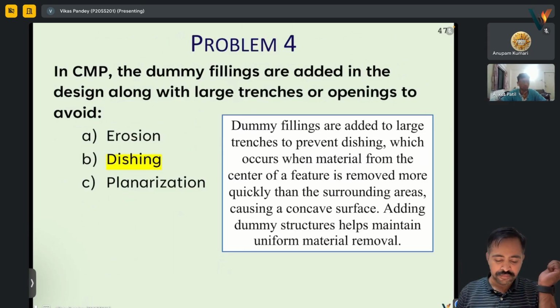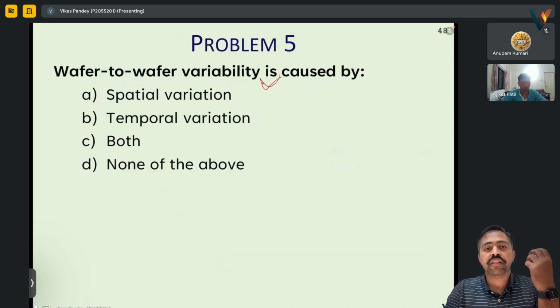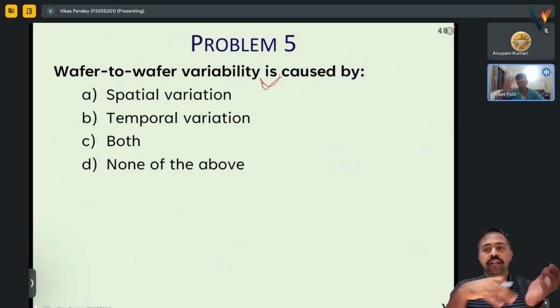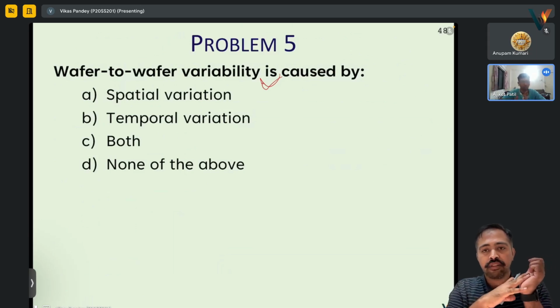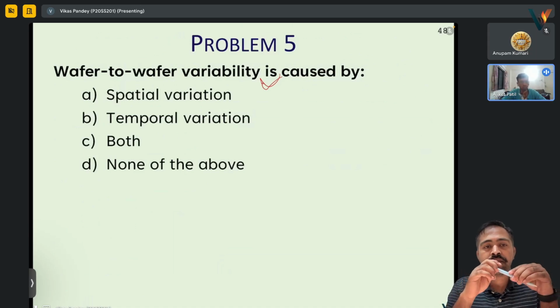Right. So wafer to wafer variability is caused by spatial variation, temporal variation, both, or none of the above. Temporal means with respect to time. Spatial means with respect to space, in the effect within the wafer itself. So wafer to wafer, it is both then. Both. Yes.